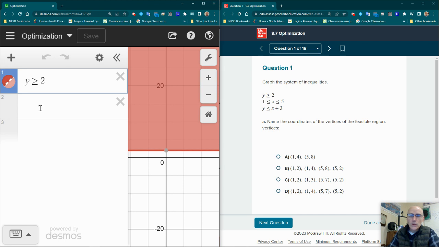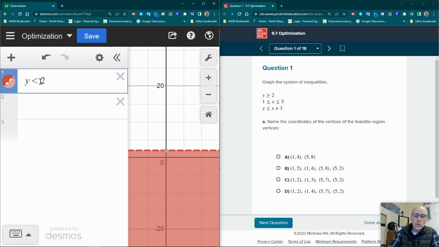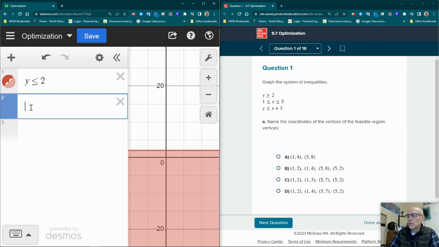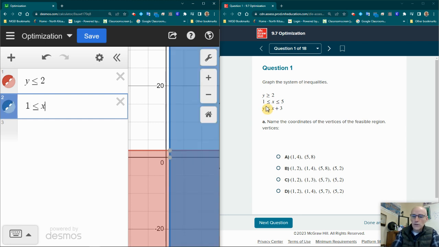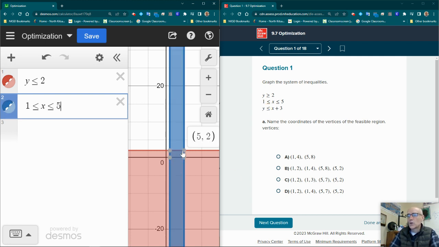If you go like here, what I did was I hit the less than symbol, so shift and then the comma, and then I hit equals, which is up by backspace, and it just puts a little bar underneath. That's the way I like to do it. So let's try this one: 1 less than or equal to x less than or equal to 5. Okay, so look at that. So two vertical lines at x equals 1, x equals 5.